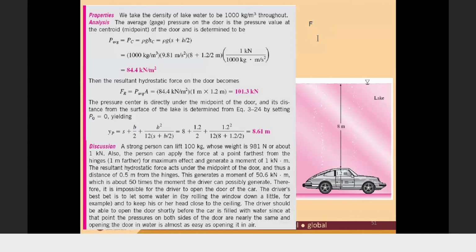So if you remember, FR equals P naught plus rho G HC, the whole thing times area.